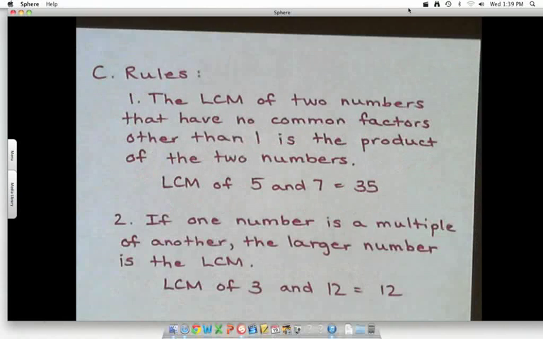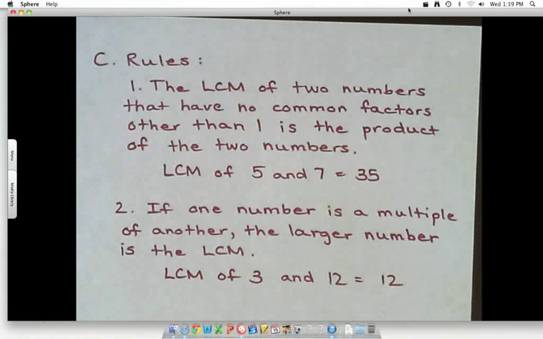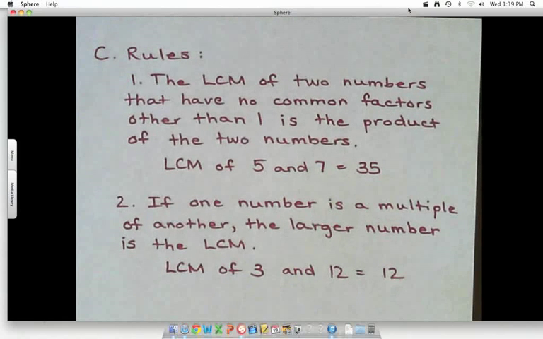If one number is a multiple of another, the larger number is the LCM. So LCM of 3 and 12. Well, we know the multiples of 3: 3, 6, 9, 12. And since 12 is the second number we are looking for multiples of, 12 itself is a multiple of 3 and 12. So the least common multiple is 12.